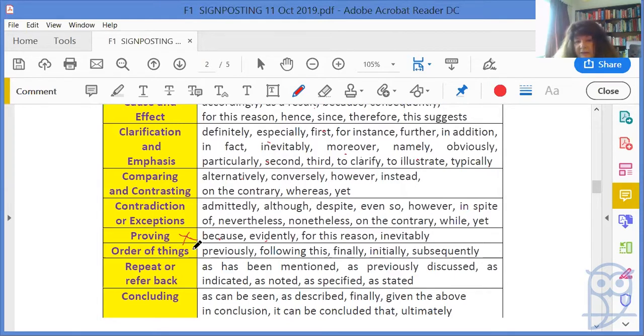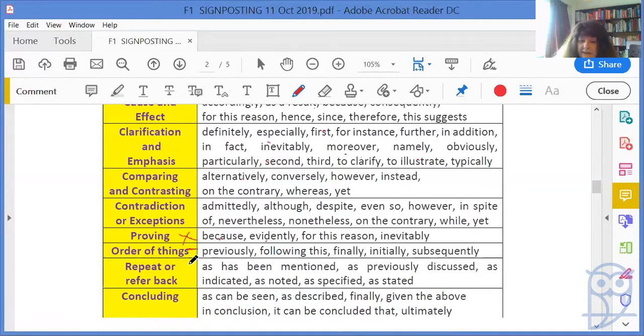Getting things in the right order, okay, that's very important. Otherwise, everything is muddled up and confusing. There's no way your reader will understand you. Previously, following this, finally, initially, subsequently. Words like that keep order inside your paragraphs or between paragraphs.